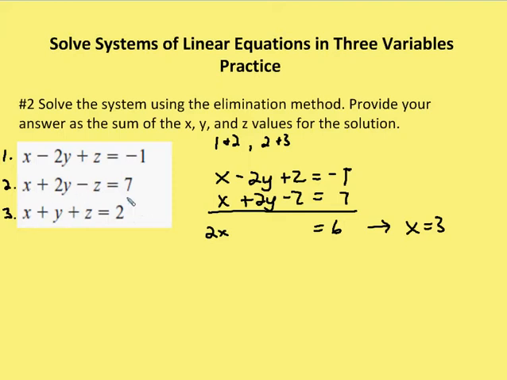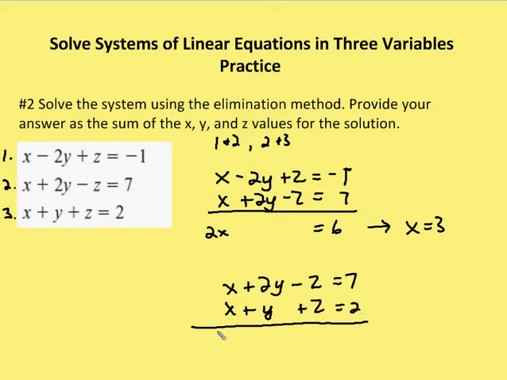So let's solve for this next set of equations. I have x plus 2y minus z is equal to 7, and then x plus y plus z is equal to 2. I combine the two equations and get 2x plus 3y is equal to 9. So 2x plus 3y is equal to 9.